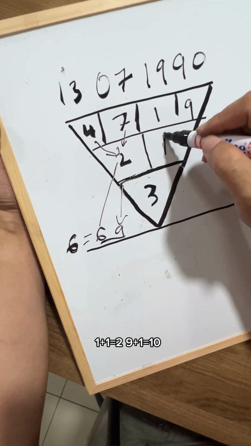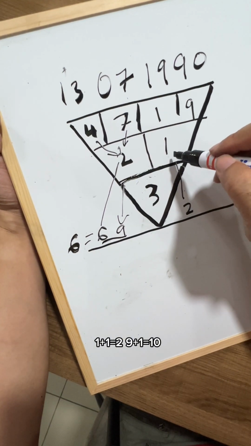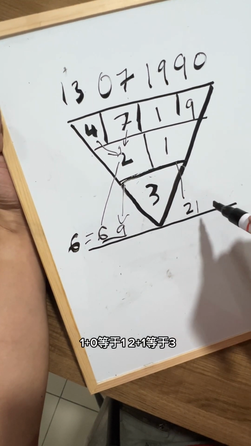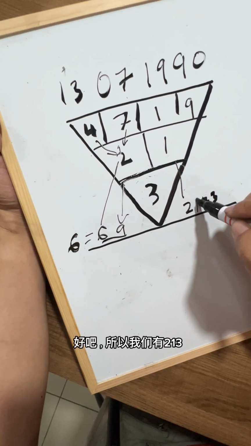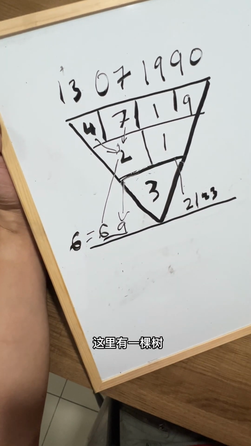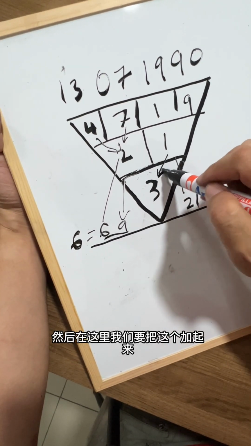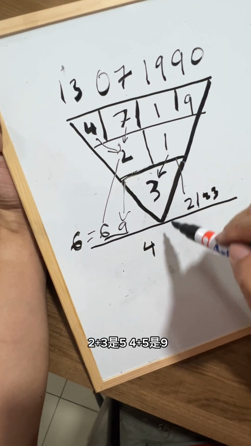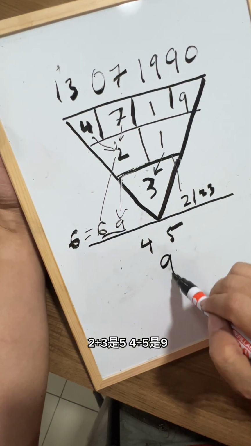We're going to do the same. 1 plus 1 equals 2. 9 plus 1 equals 10. 1 plus 0 equals 1. And 2 plus 1 equals 3. All right, so we have 213 right here. And then down here, we're going to add this up. 1 plus 3 is going to be 4. 2 plus 3 is going to be 5. 4 plus 5 is going to be 9.